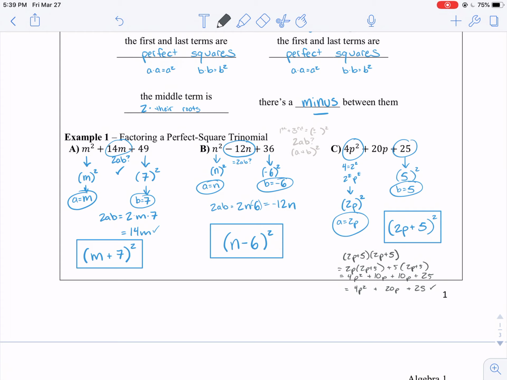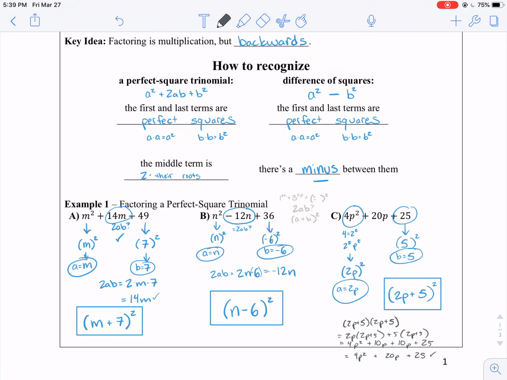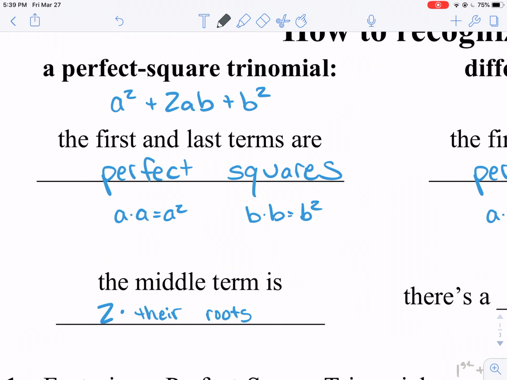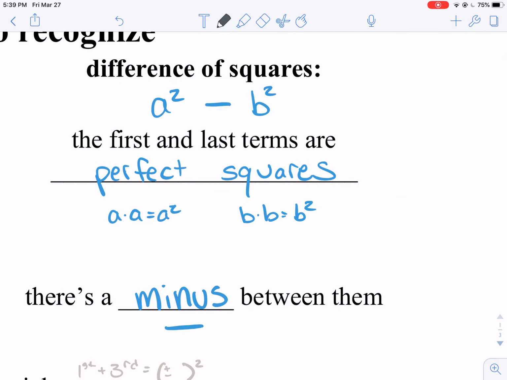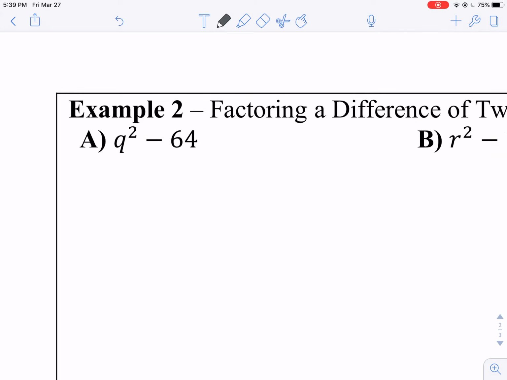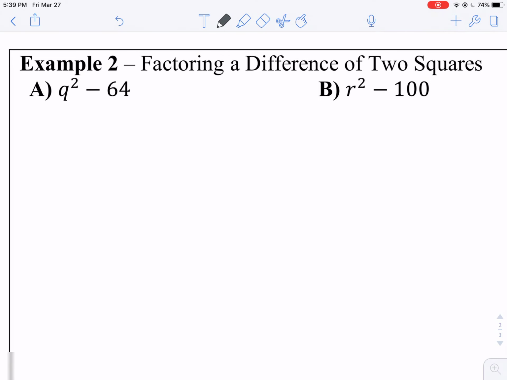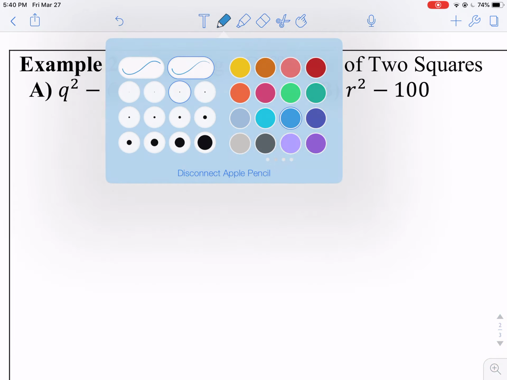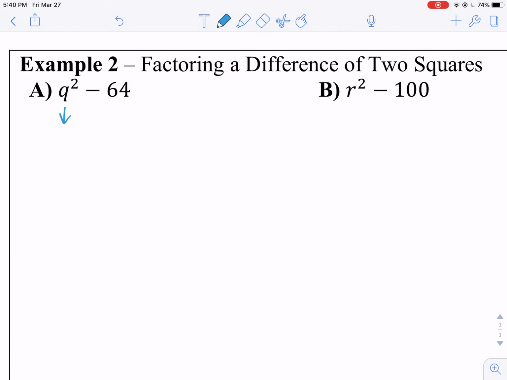Now, like I said in our objective, we had 2 tasks to accomplish today. We factored perfect square trinomials. Now let's factor a difference of squares. So here in example 2, to see if we can factor a difference of 2 squares, we first need to make sure, is this equal to something squared? Well, that one's pretty straightforward, right? That's equal to q squared.